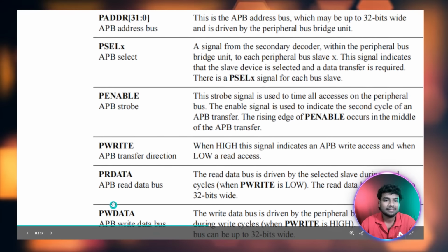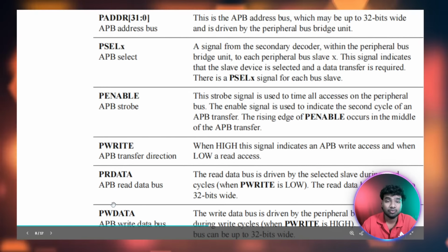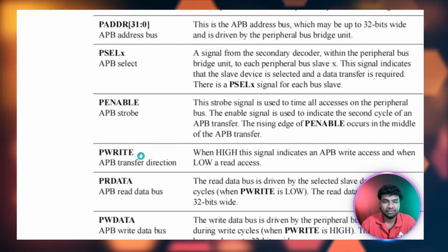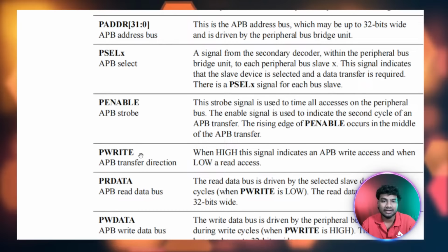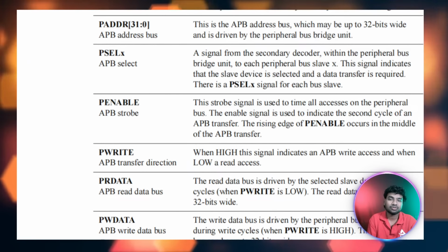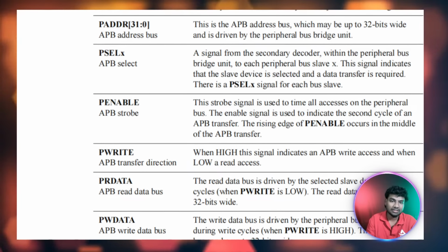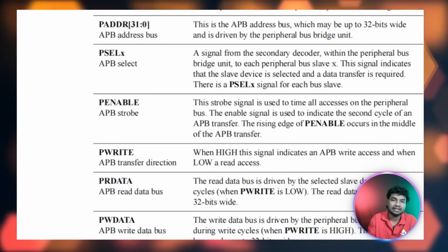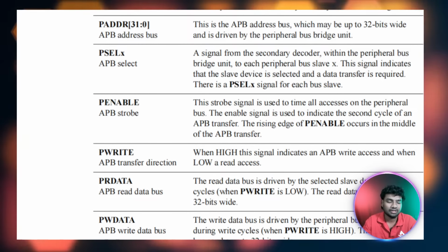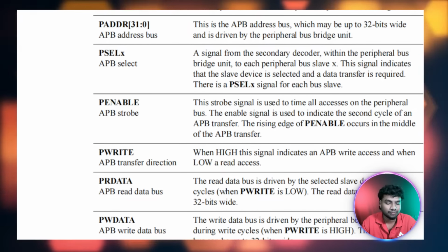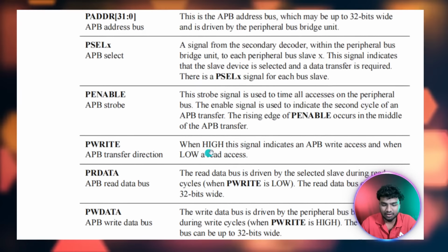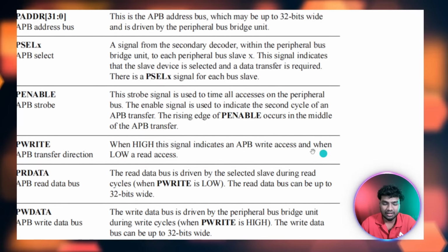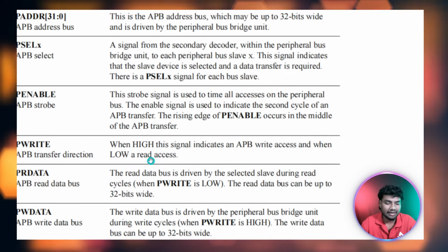PRDATA is the slave response signal. This is a slave output and acts as an input for the master. If PWRITE is high, the master can write into, or send data to, the slave. If PWRITE is low, the master only receives data from the slave. The slave can send and the master must receive the data while PWRITE is 0. As you can see here, when high it indicates an APB write access, and when low it is a read access.